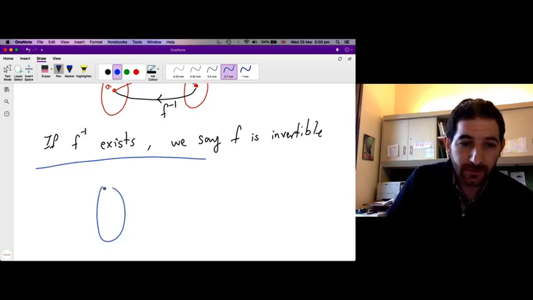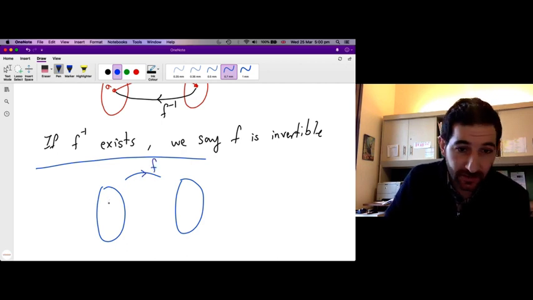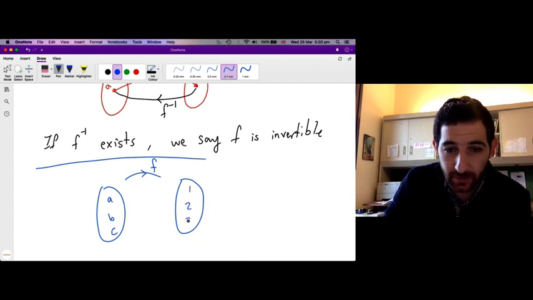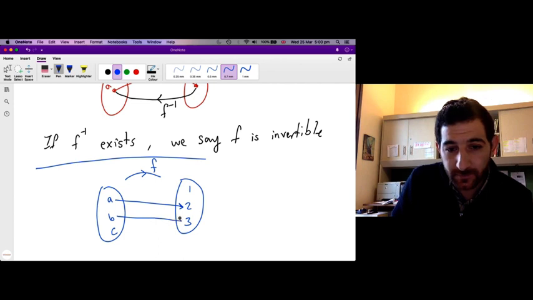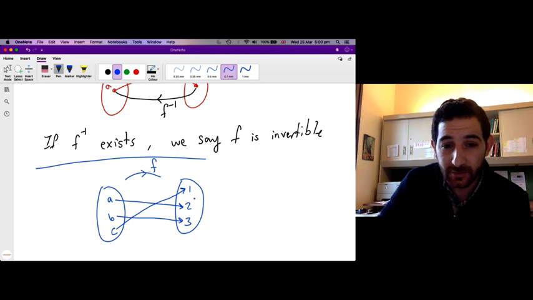Okay, look at this function f. Its domain has three elements, A, B, and C, its codomain has 3 elements as well, 1, 2, and 3, and it assigns A to 2, sorry, 2 to A, and the image of B is 3, and the image of C is 1. Now, can you quickly check that this is a bijection? Notice that 2 different elements here are assigned 2 different images, and every element in the codomain has a pre-image. The pre-image of 1 is C, the pre-image of 2 is A, the pre-image of 3 is B.